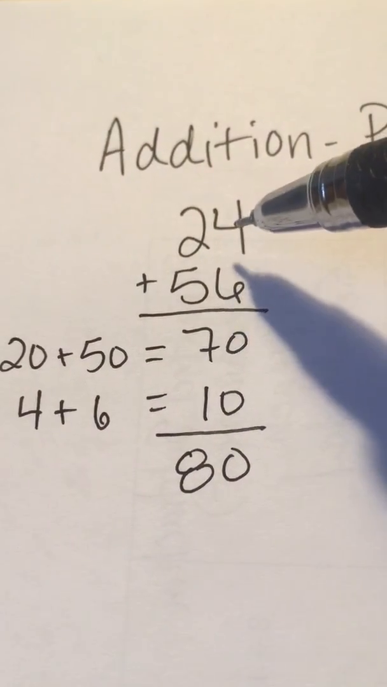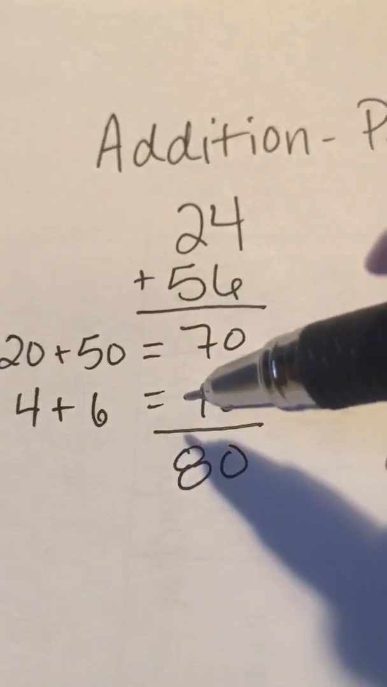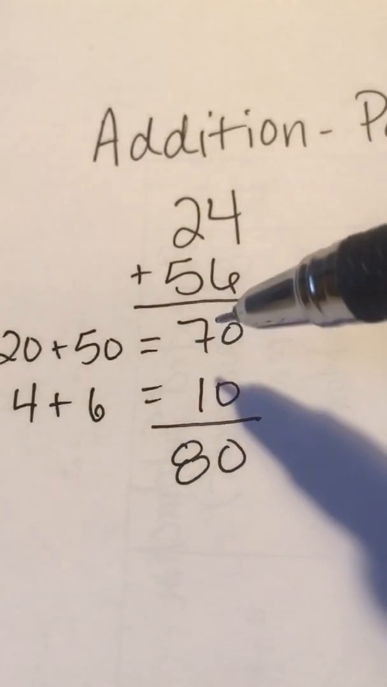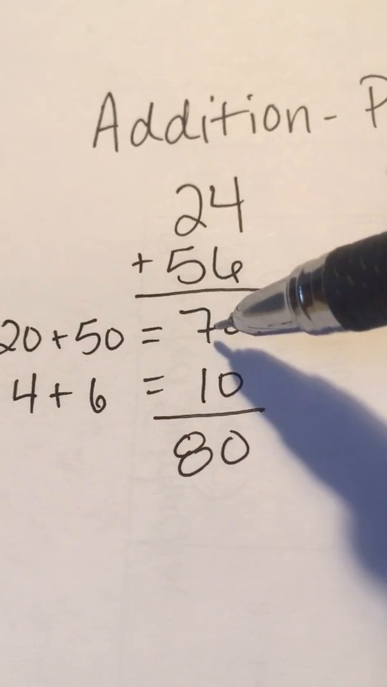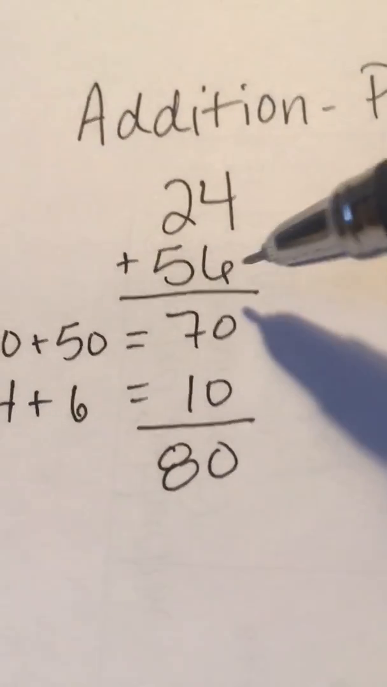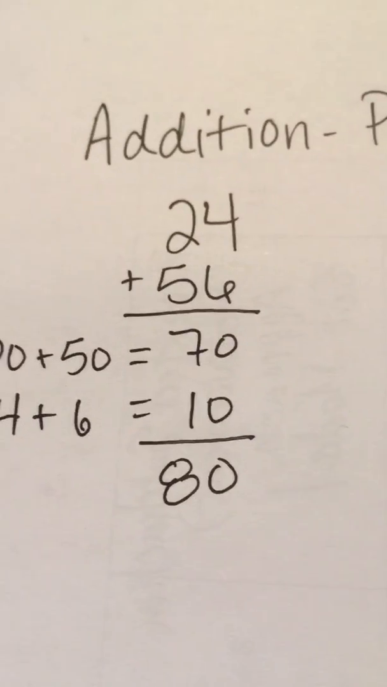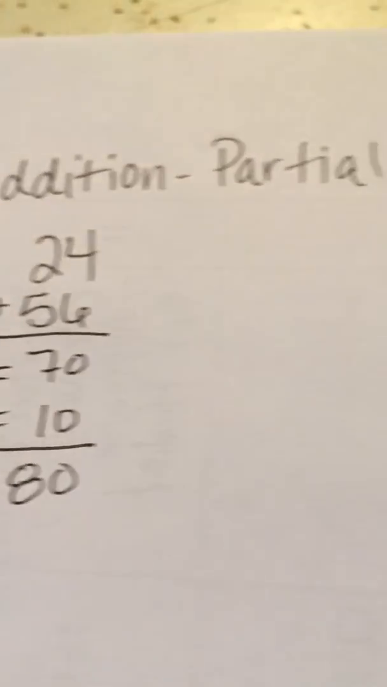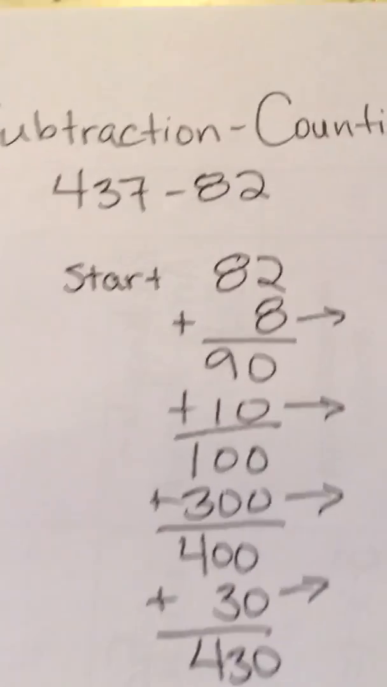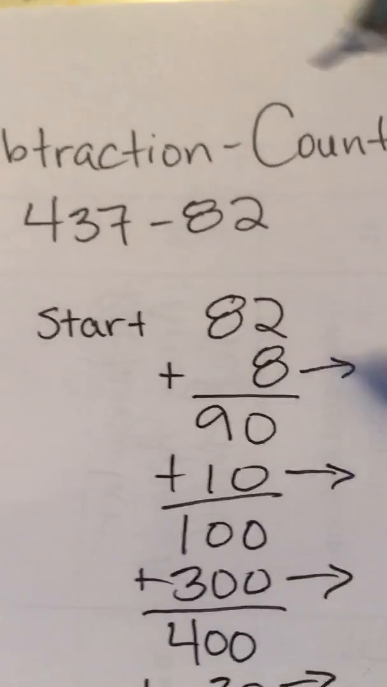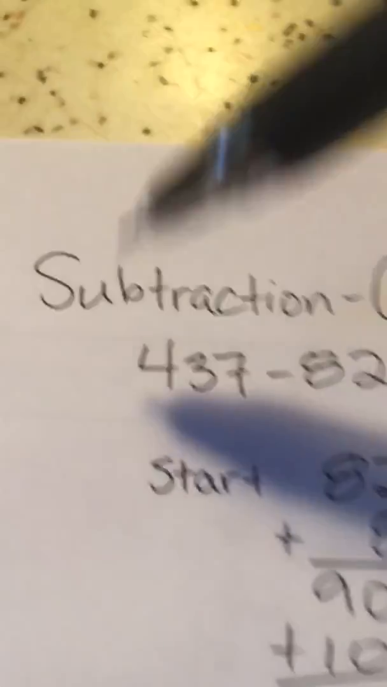And then we're going to take the ones, and we're going to do the same thing. 4 plus 6 is 10. We're going to add 70 and 10, and that's the solution to our first equation. That's using partial sums. If we scoot over, I'm going to do subtraction using the counting up method.